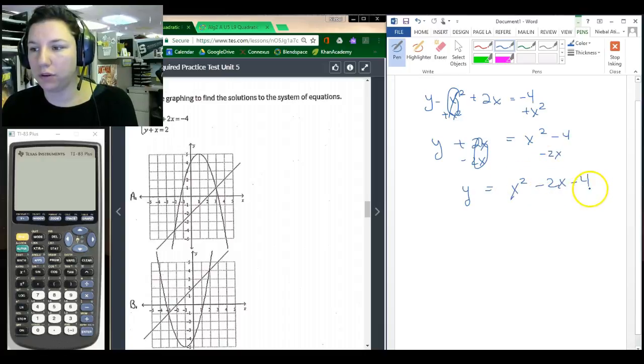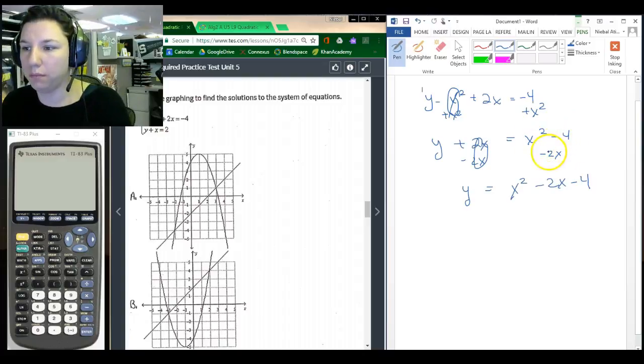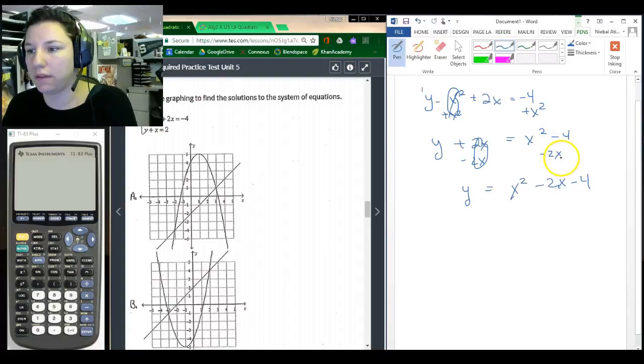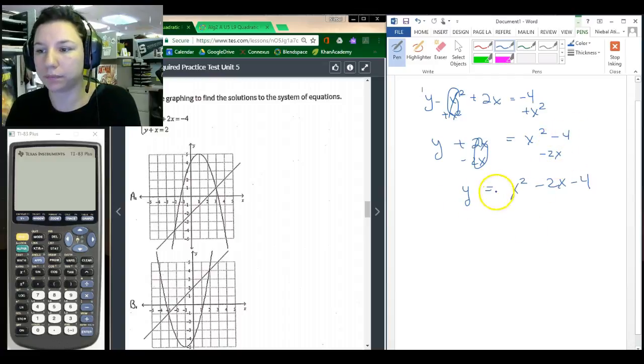Be careful with your like terms. Make sure you're not combining things that are not like terms. So this is not x squared minus 6x. Okay? We need to have the same variable and the same exponent. So there's my first equation.